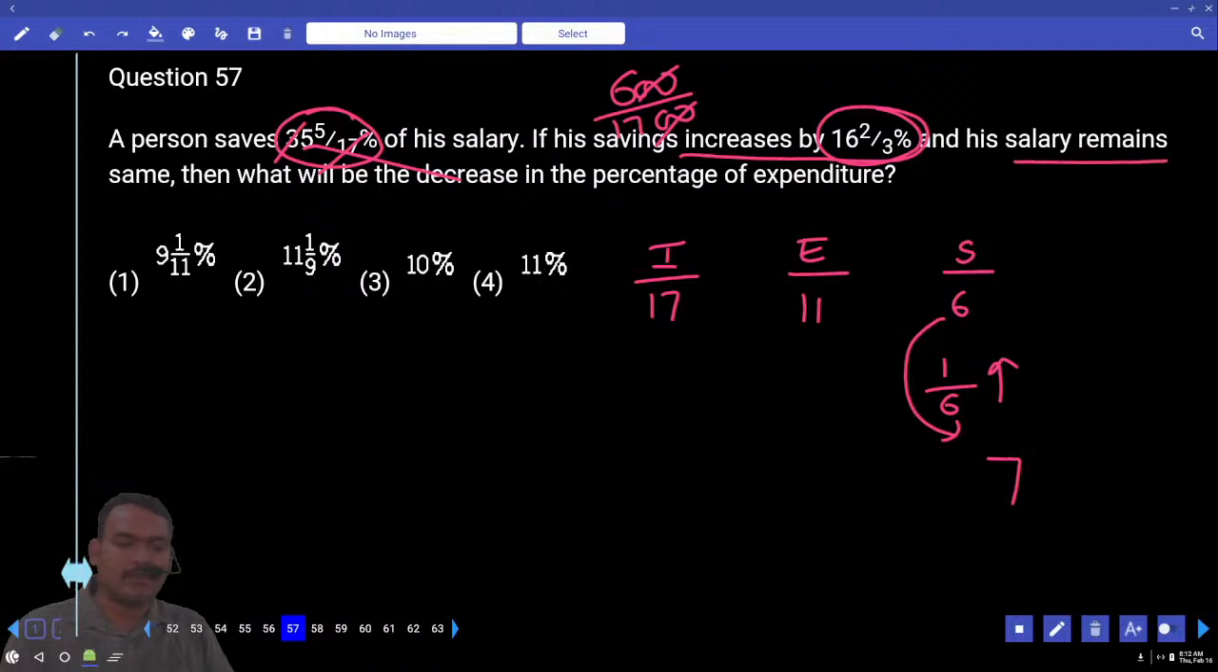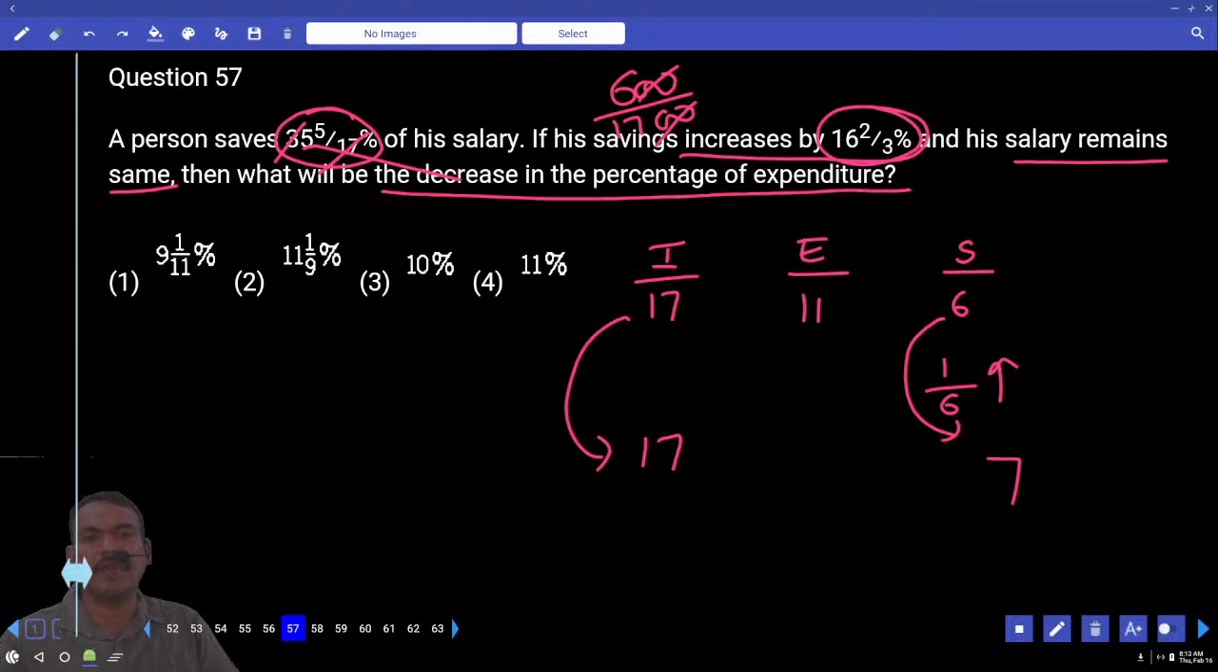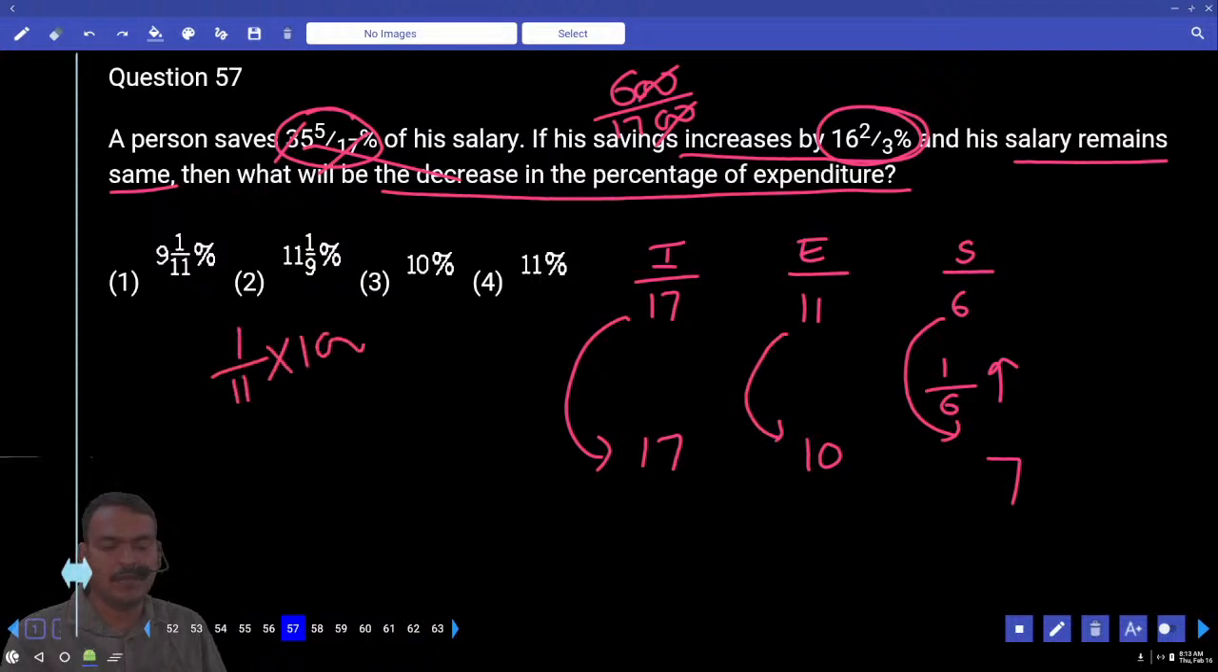But his salary remains the same. His salary is the same, which means the new income is also 17, right? What is the question here? What will be the decrease in the percentage of expenditure? Income is 17, savings are 7, then expenditure is 10, right? How many parts are decreased? One part. One upon which one? 1 upon 11, into 100. What is the percentage of 1 by 11? 9 1/11%.